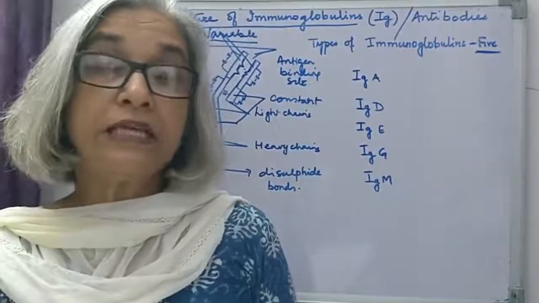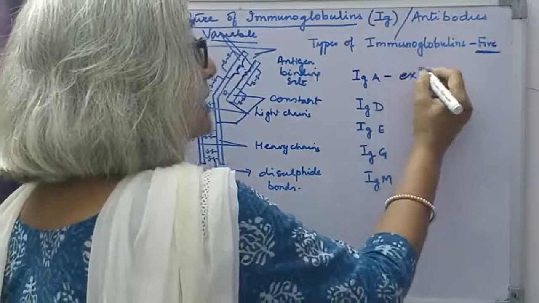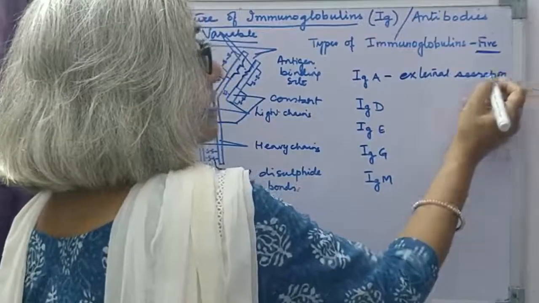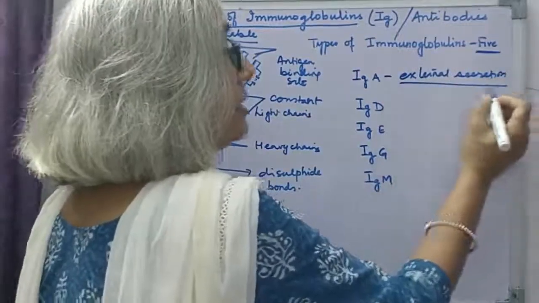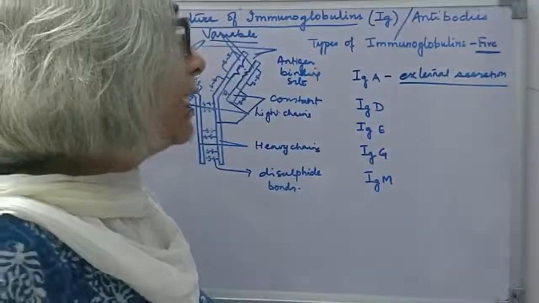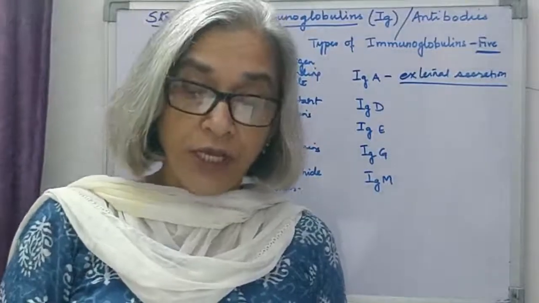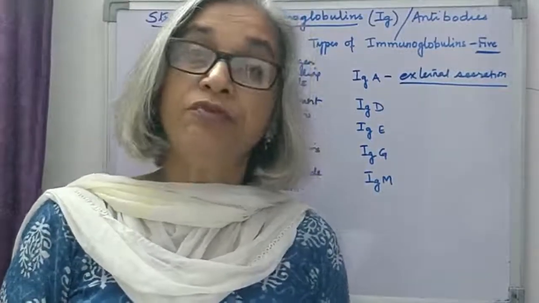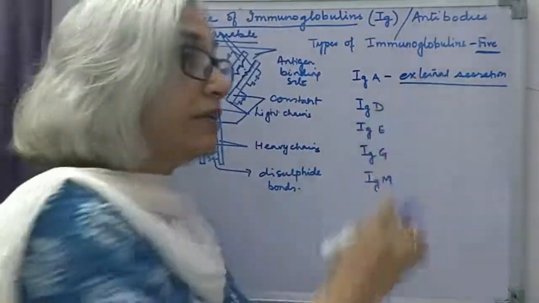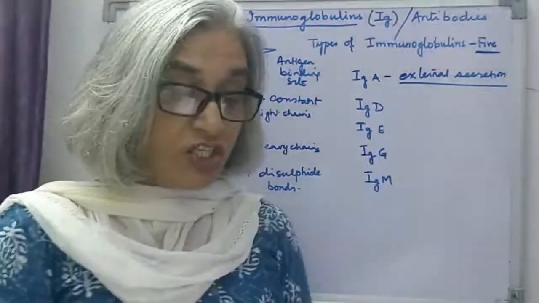IgA is the main form of antibody which is found in the external secretions like saliva and tears, and even in the mother's milk. And the function of this antibody is to attack pathogens before they reach the blood stream, because they are found in the external secretions.